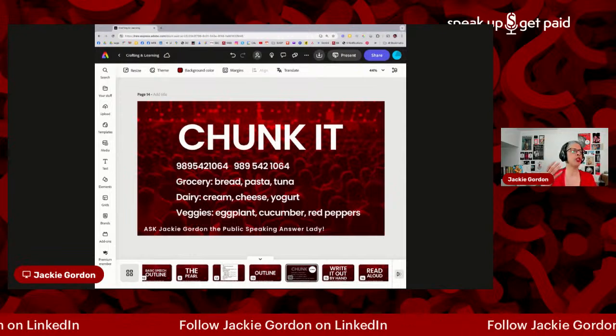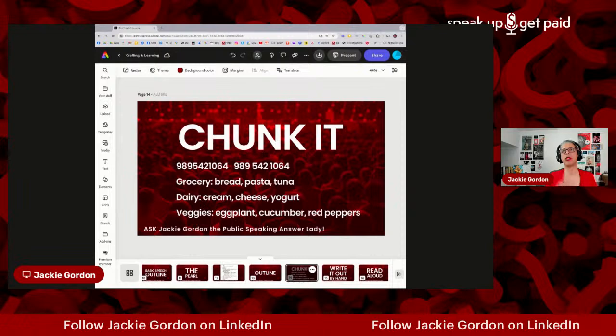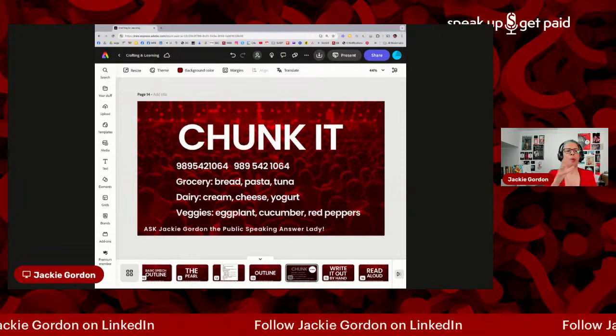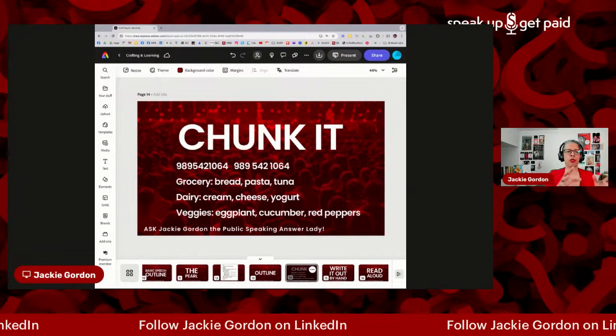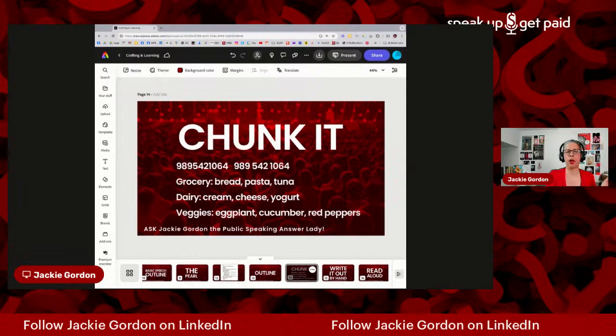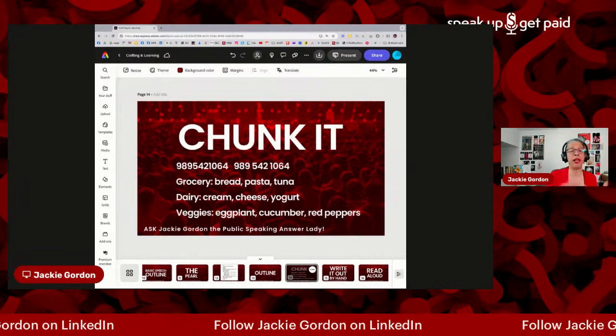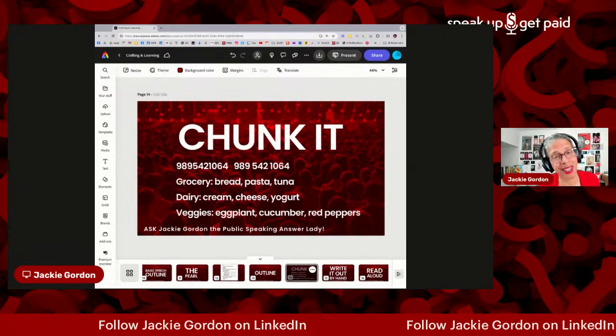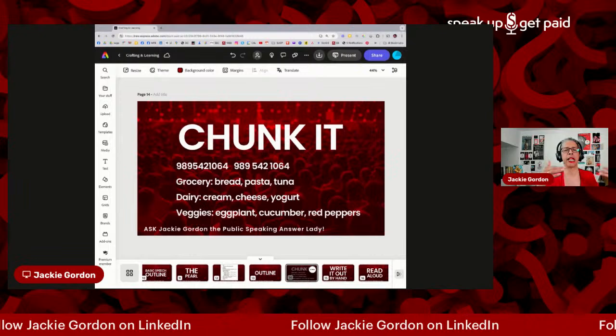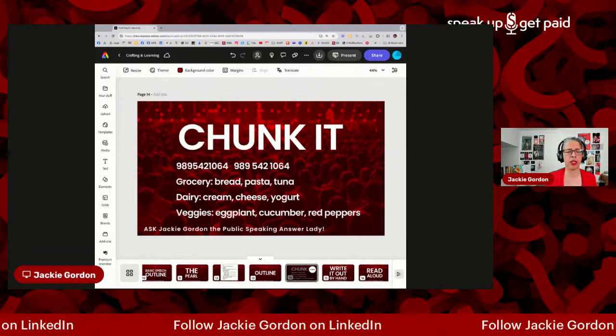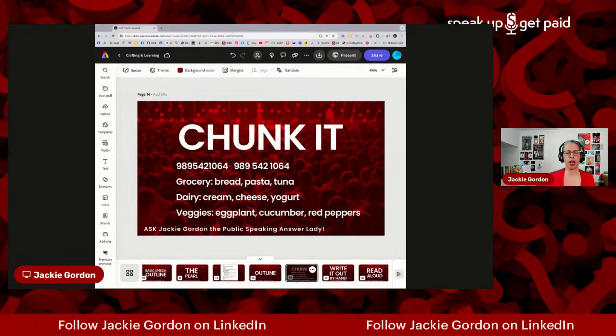So if you were going to the grocery store, you could say bread, pasta, tuna. You know what the grocery parts of your grocery are, you know what the dairy parts are, you know what your veggies are. And actually, this is how I write my shopping list. So I'm giving you a little secret. I always break it down, also because it's easier to shop in sections. So you want to break it up into chunks.